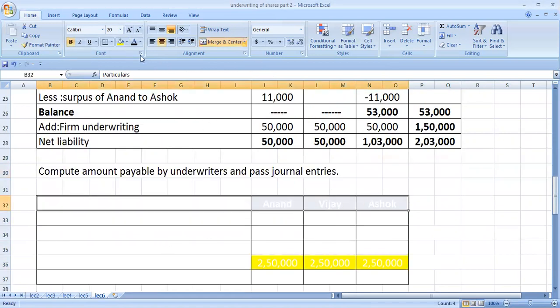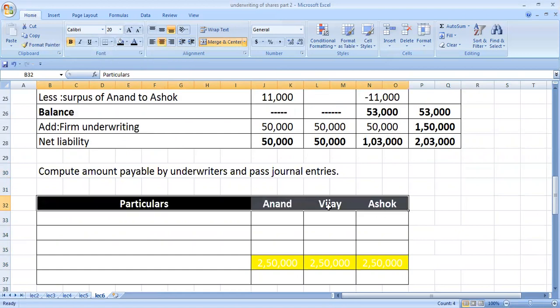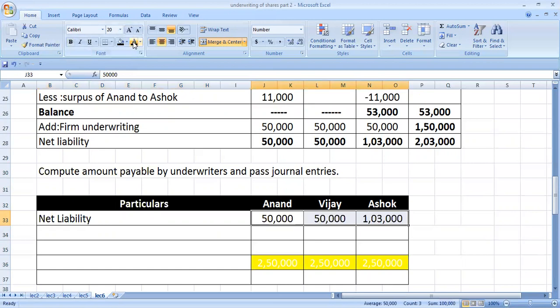So first you will have to draw the columns. First one is particulars, second Anand, Vijay and Ashok. So these are the three underwriters, and in the previous lecture we calculated the net liability of these three underwriters. So we are continuing the previous illustration in today's lecture. What was the net liability of these three underwriters? Anand's liability is 50,000, Vijay's liability is 50,000 and Ashok's liability is 1,03,000. It means 50,000 shares will be subscribed by Anand, 50,000 by Vijay, and Ashok will subscribe 1,03,000.